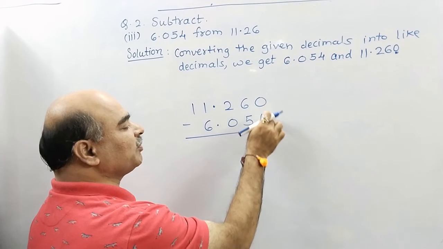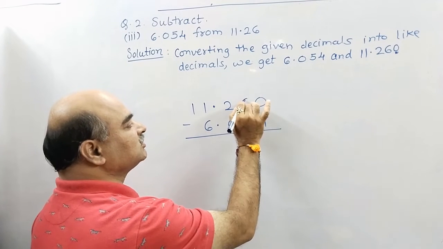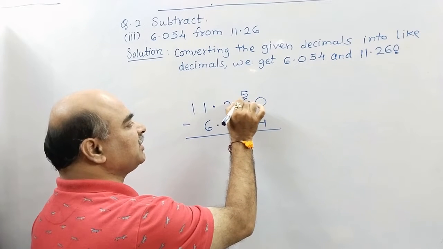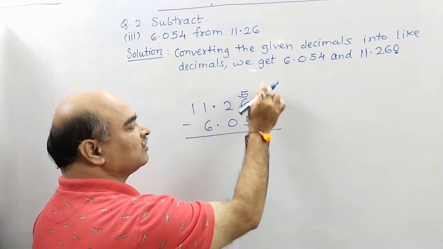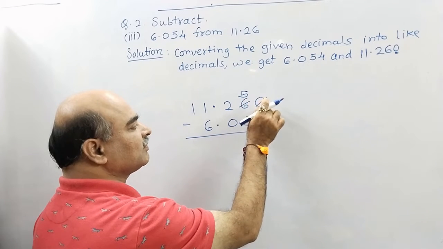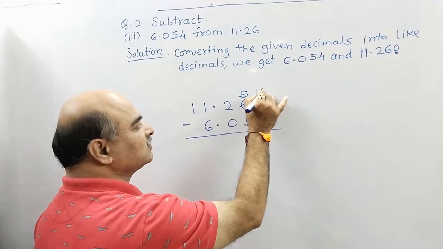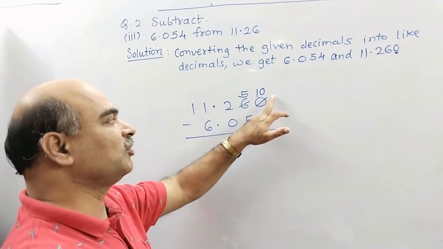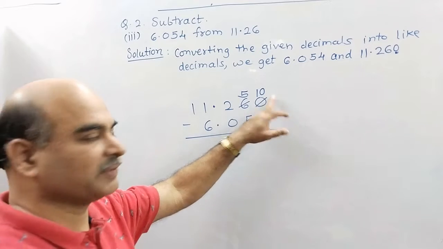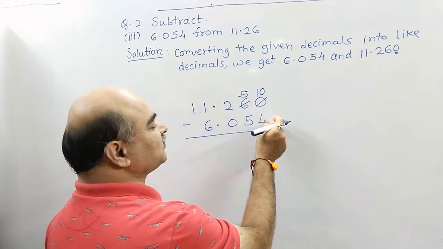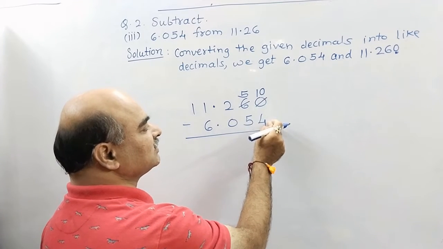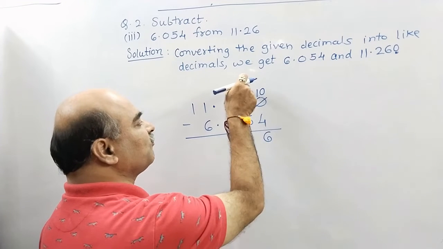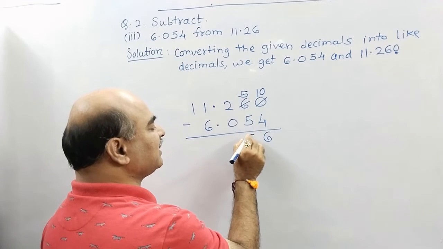0 minus 4 is not possible. So we borrow 1 from this 6. So 6 becomes 5. 1 is borrowed by the 0, so 0 now becomes 10. I hope that you got this concept. Now 10 minus 4 is equal to 6. Now 5 minus 5, we get 0.